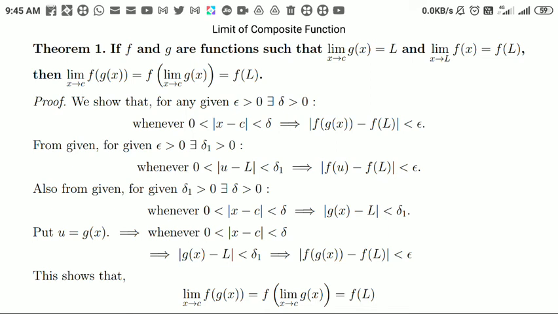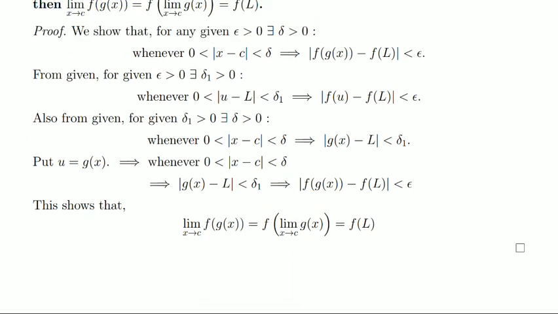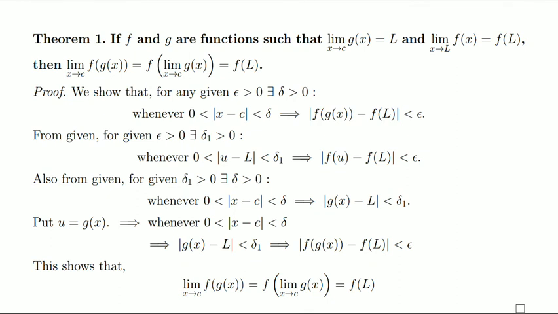Put u equal to g(x). So whenever 0 < |x − c| < delta, this implies that |g(x) − L| < delta 1, and this implies that |f(g(x)) − f(L)| < epsilon. This shows that the limit of f(g(x)) as x approaches c is equal to f of the limit of g(x) as x approaches c, which is equal to f(L). And this is the end of the theorem on the composite function.